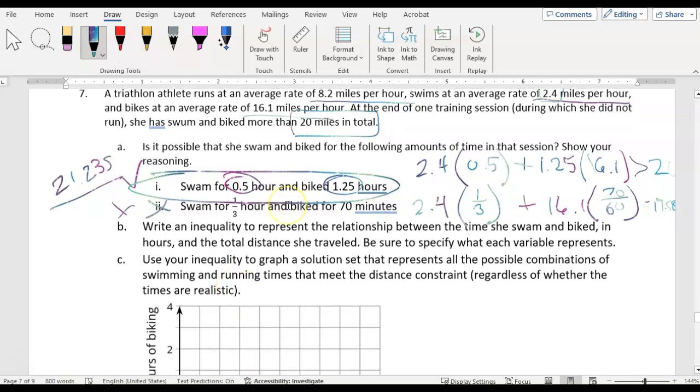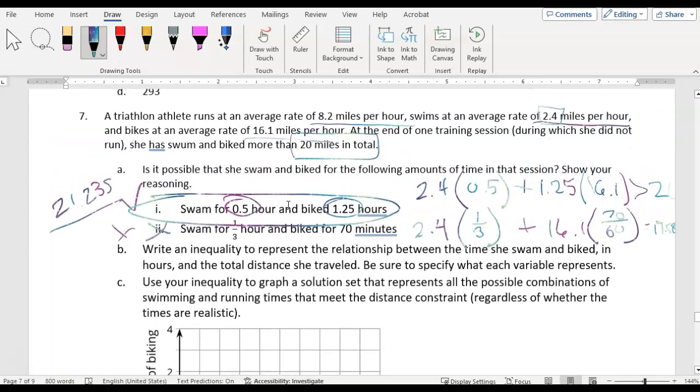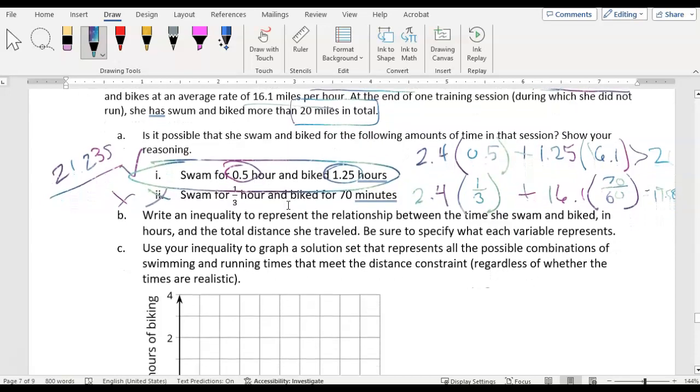All right, write an inequality to represent the relationship between the time she swam and biked in hours and the total distance that she traveled. Be sure to specify what each variable represents. Okay, so she traveled more than 20 miles in total, so we could say x plus y is greater than 20. That's her total miles.